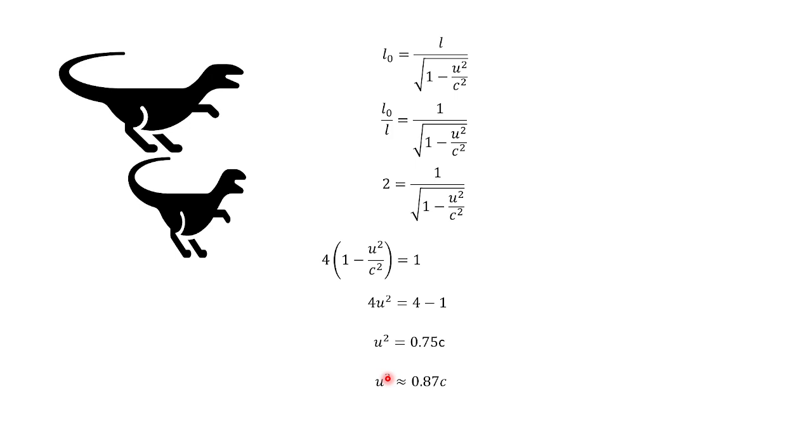So the Tyrannosaurus Rex is standing still and you measure it at 4 meters, and it runs and you observe that it is now 2 meters, then that means that the Tyrannosaurus Rex is running at 0.87 the speed of light. So you multiply 0.87 by 299,792,458 meters per second. That's very fast. That's a very fast Tyrannosaurus Rex.